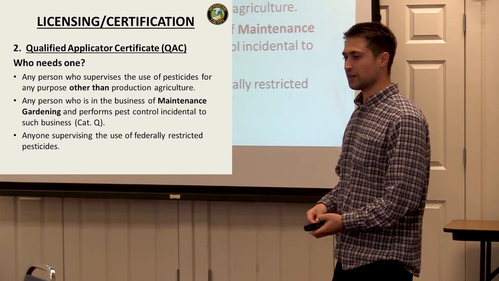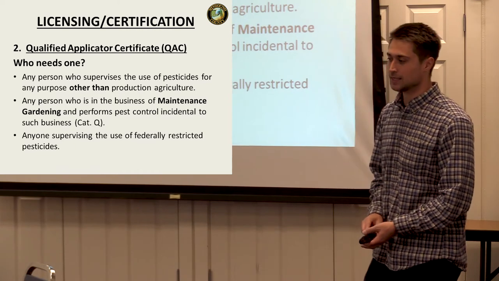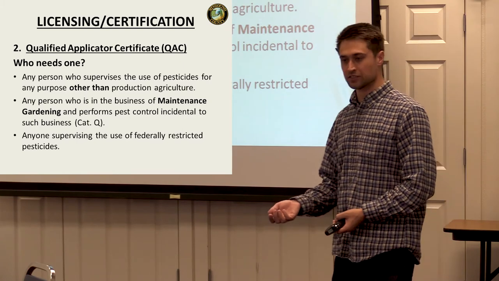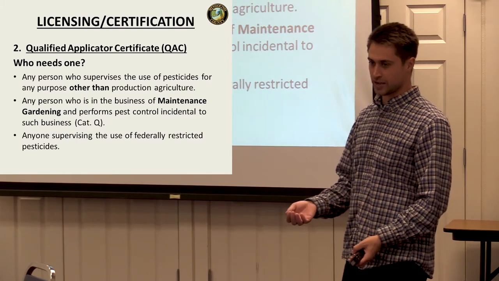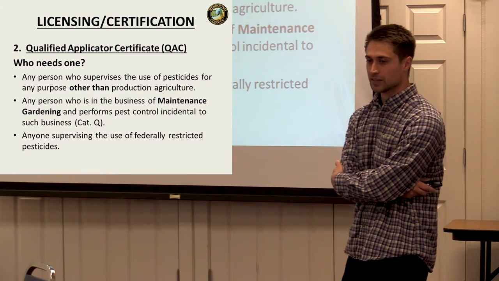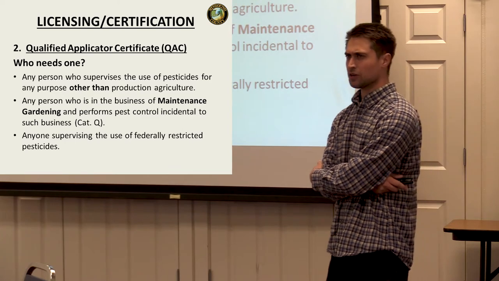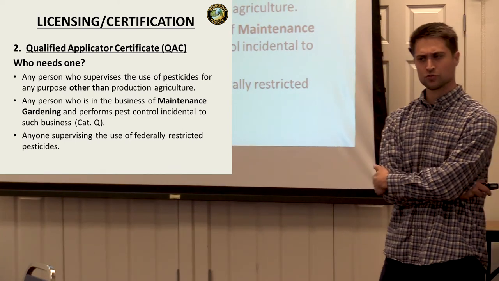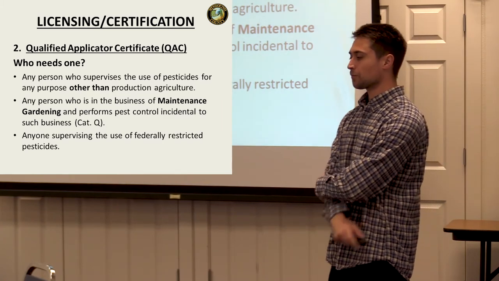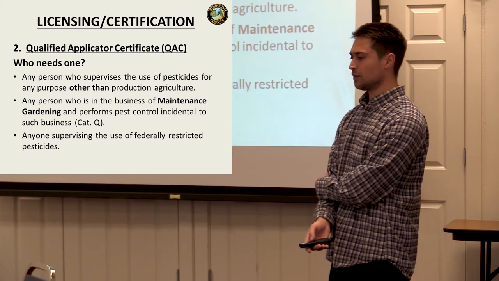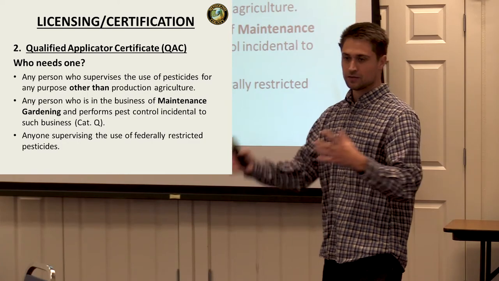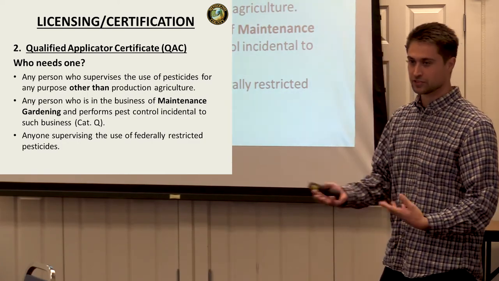Then the second one is the Qualified Applicator Certificate, or the QAC. This is for anyone who is using pesticides or supervising the use of pesticides other than in production ag. For instance, maintenance gardeners have to get a QAC card. Also, wineries, when they do SO2, have to have a QAC as well. But this can also count for production ag. So if someone had this, they could go to a farm and be considered a qualified trainer.